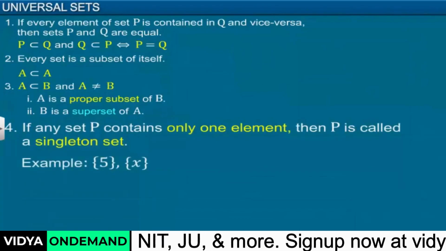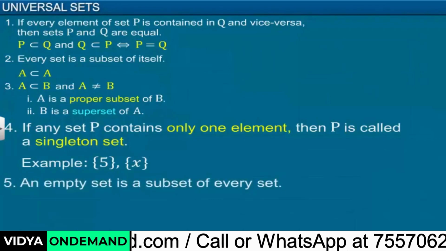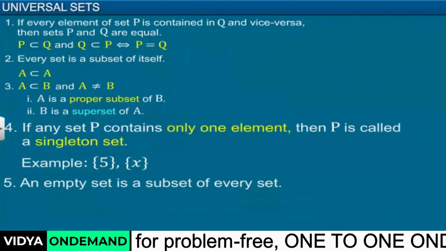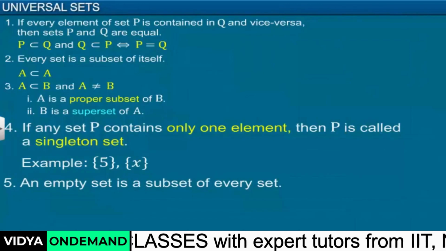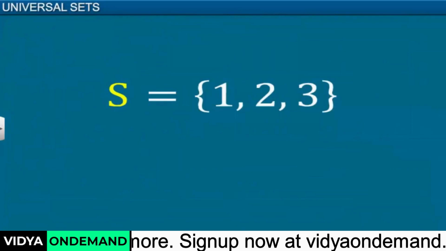An empty set is a subset of every set. Since an empty set has no elements, it is a subset of every set. Now, let's observe some sets built using the elements of a given set.